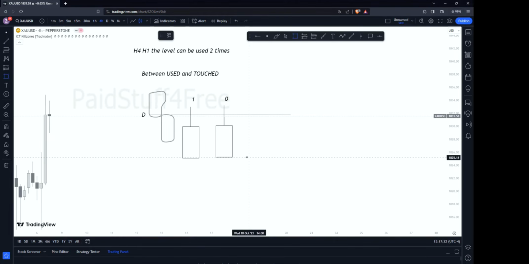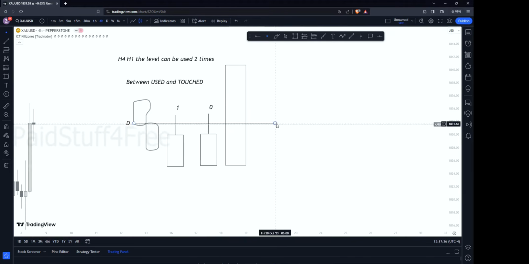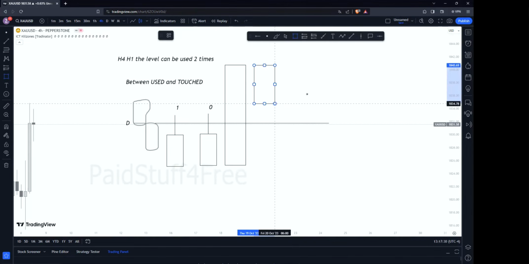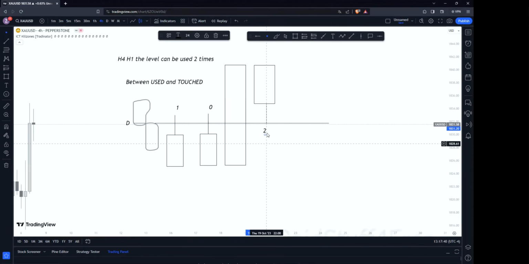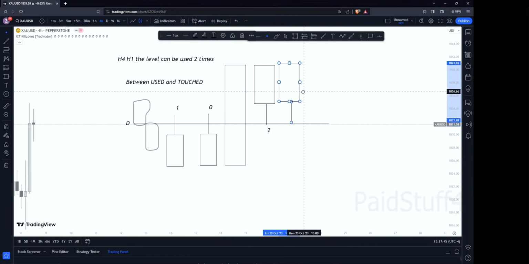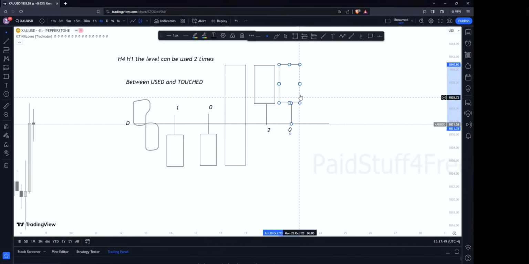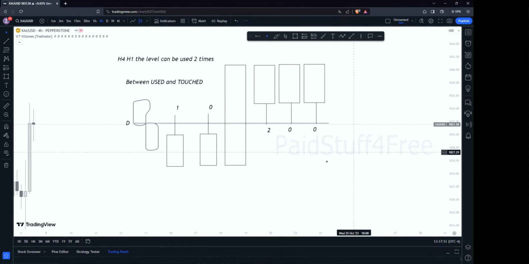Now let's say the price breaks it. Price breaks it, it becomes fresh again. So price can give you another use. We're going to touch the key level. Now this one counts as 2. Why 2? Because the level was fresh. Then let's say it touches one more time. So this one is 0. Any questions, guys?